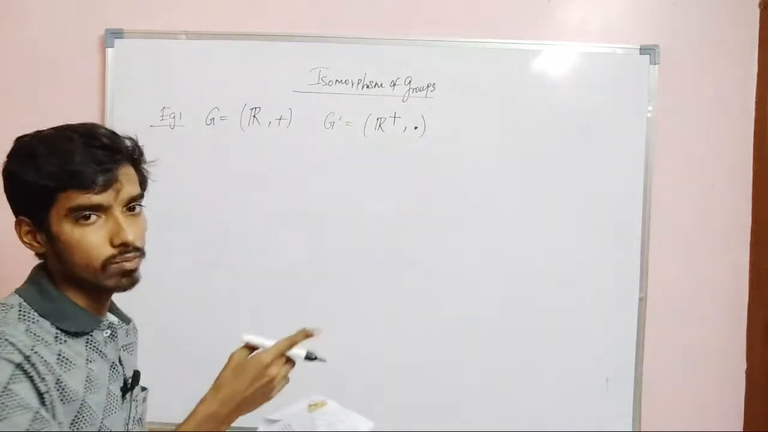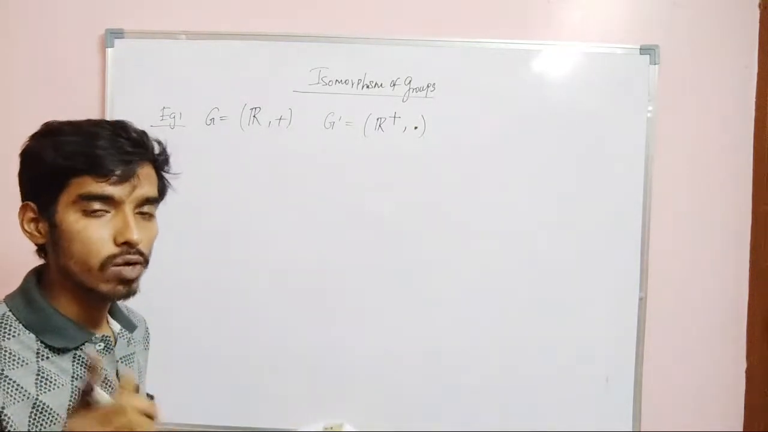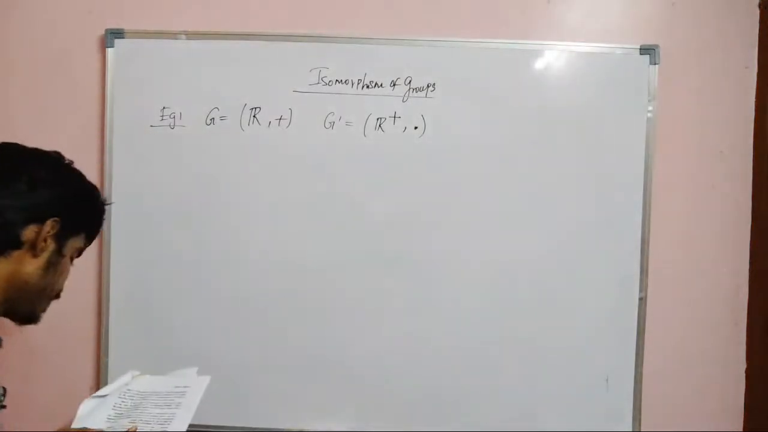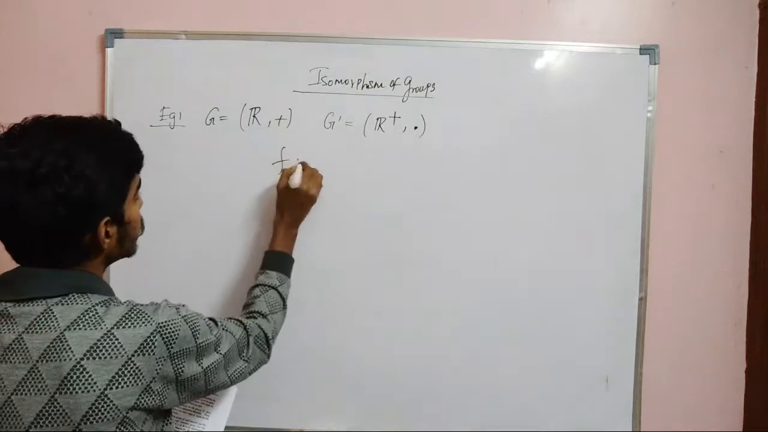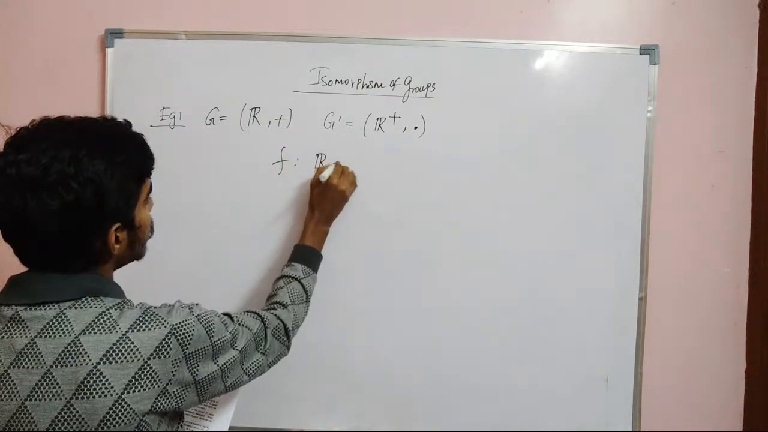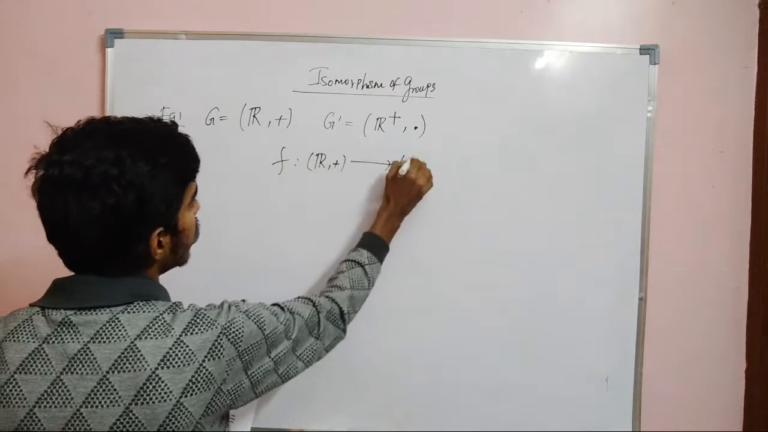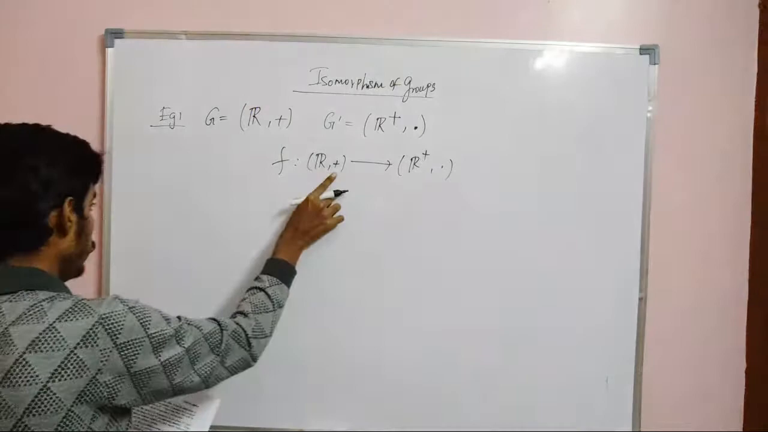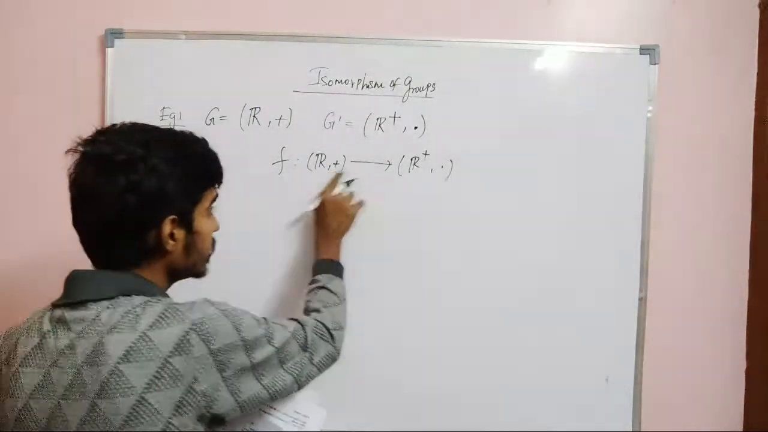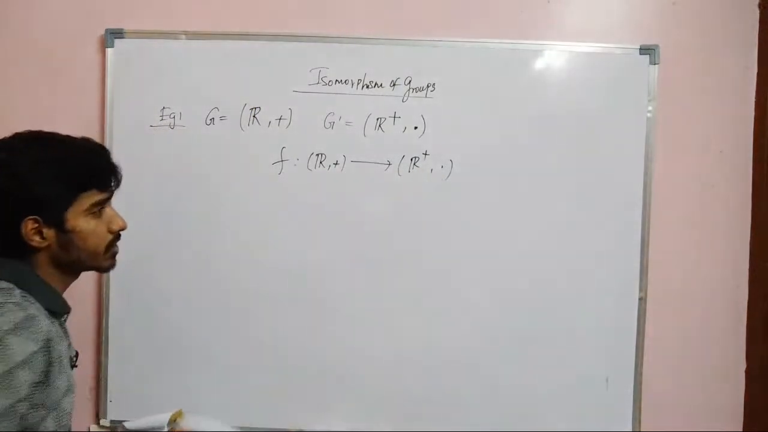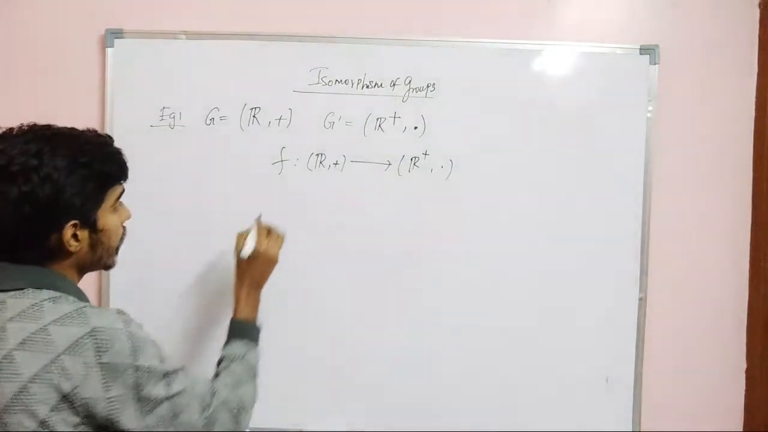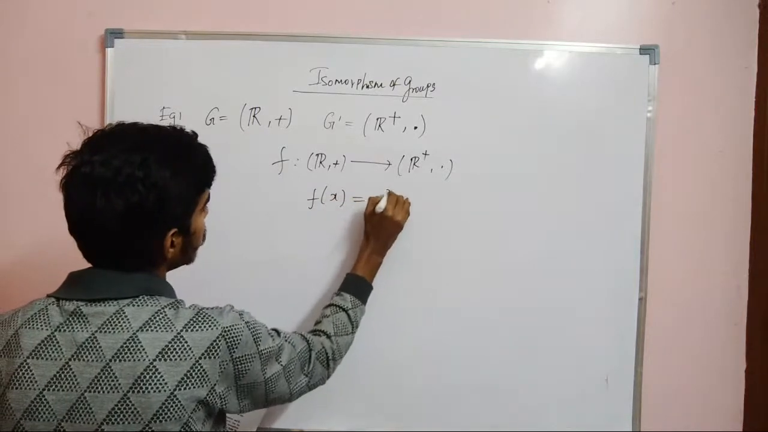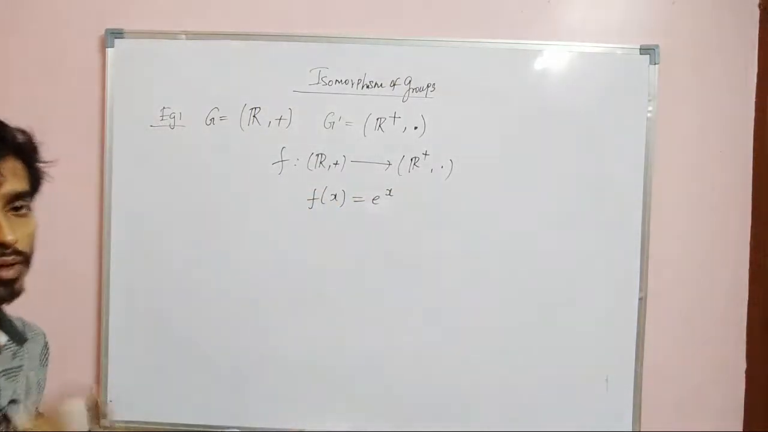If I say both are isomorphic, it means I need to create a map that is 1-1 and onto, with f(ab) = f(a) f(b). So I'm going to define a map f from (R, +) to (R+, ·), the real numbers with respect to addition and the positive real numbers with respect to multiplication. The map is f(x) = e^x.